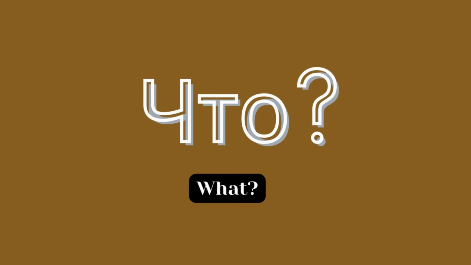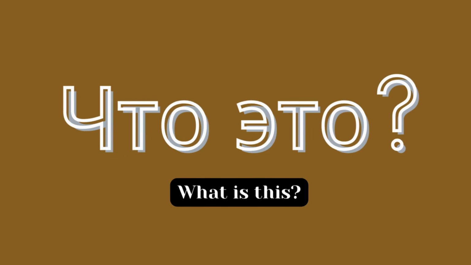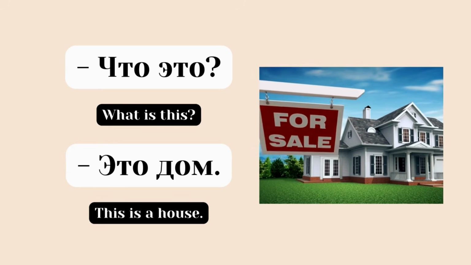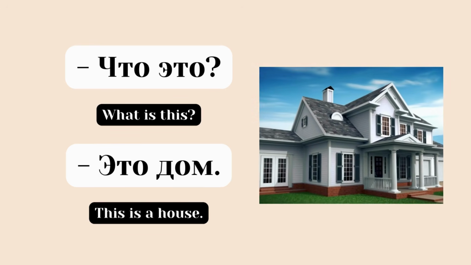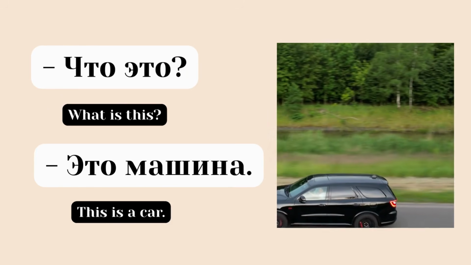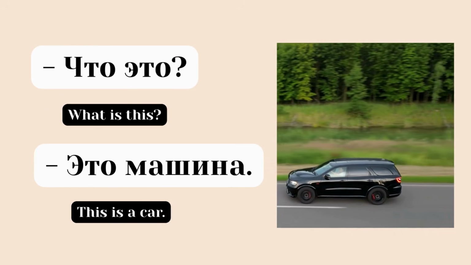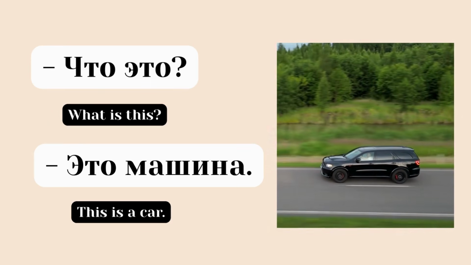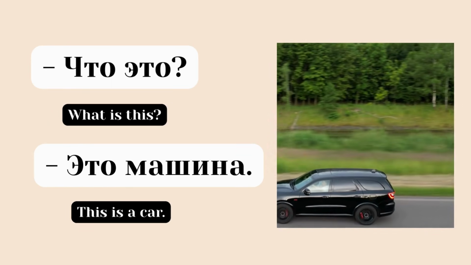Что? What? Что это? What is this? Что это? Это дом. What is this? This is a house. Что это? Это машина. What is this? This is a car.